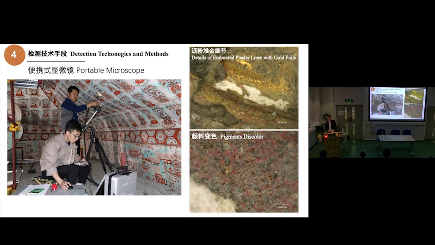So we also have a portable microscope. It's a very useful analysis technique. We can move this instrument into the cave, and we can detect any part of the wall paintings. So we find very detailed embossed plaster in the gold folds, and some pigments discolor, and the discoloration of the pigments changes. So you can find some black and red in the Mogao Grottoes wall paintings. So this is the red and the black.